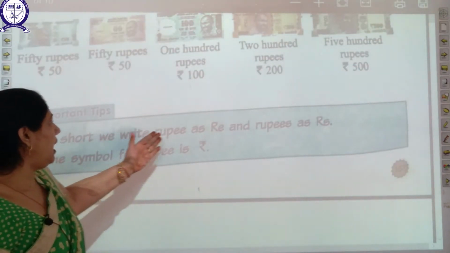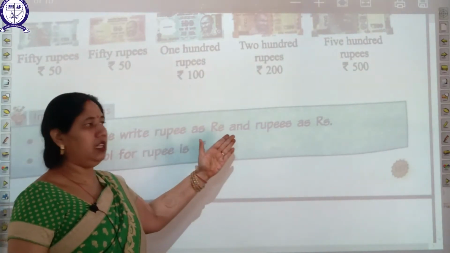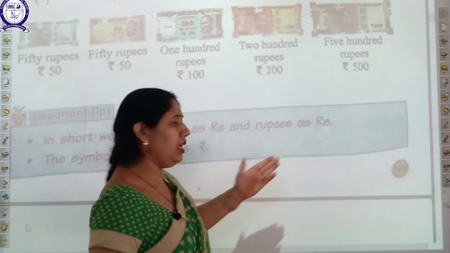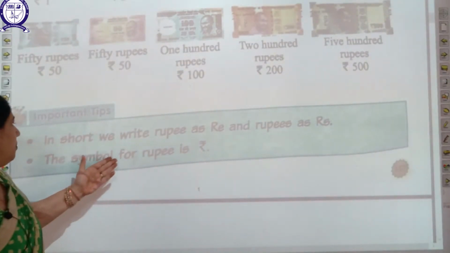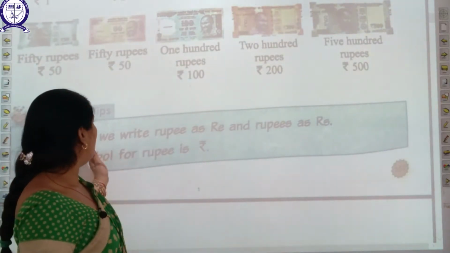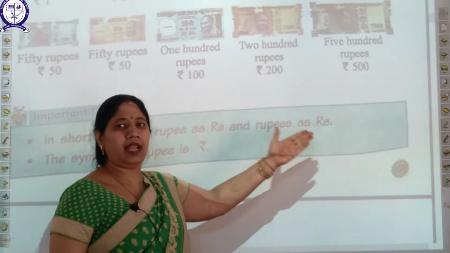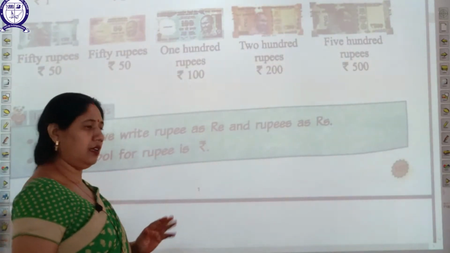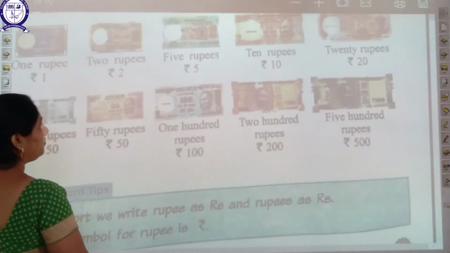In short, we write rupees as Re and Rs. And the symbol for rupees is this one. The short form is Re or Rs, and the symbol of rupees is ₹ in Hindi.